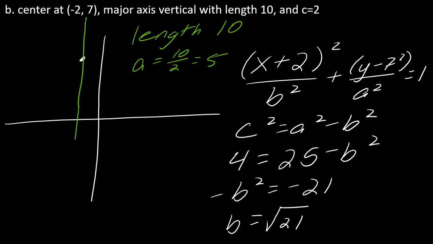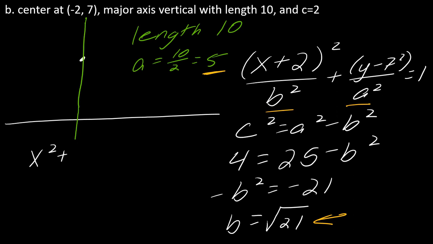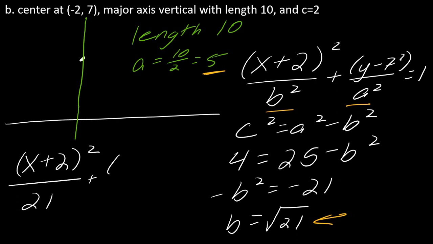Now I've got my a and my b, so I can fill those into the equation. This becomes (x plus 2) squared over 21 plus (y minus 7) squared over 25 equals 1.